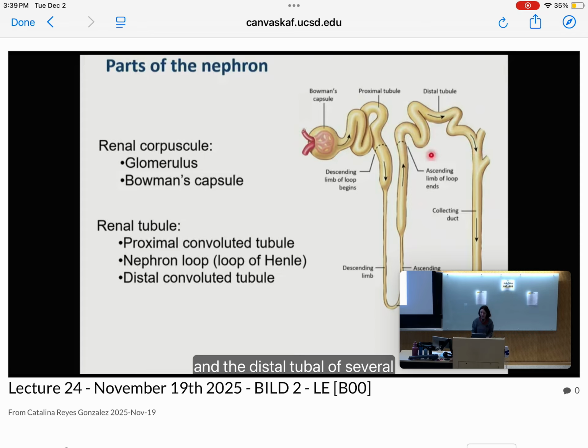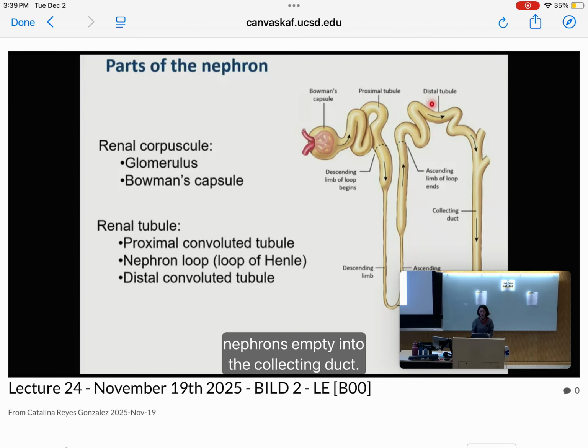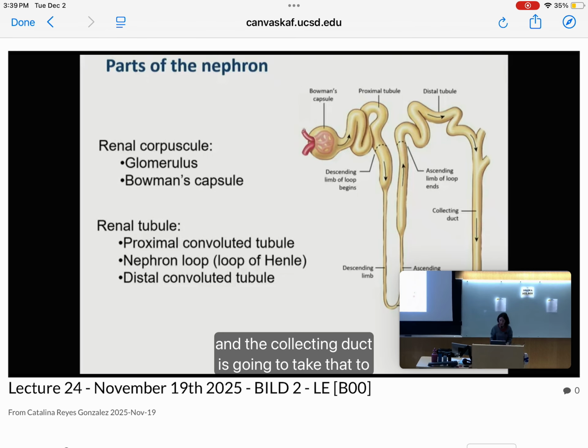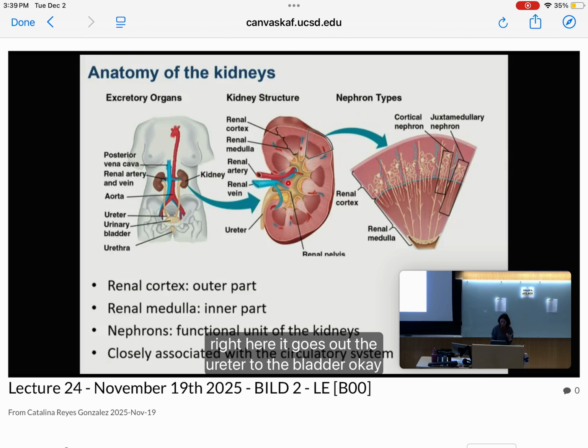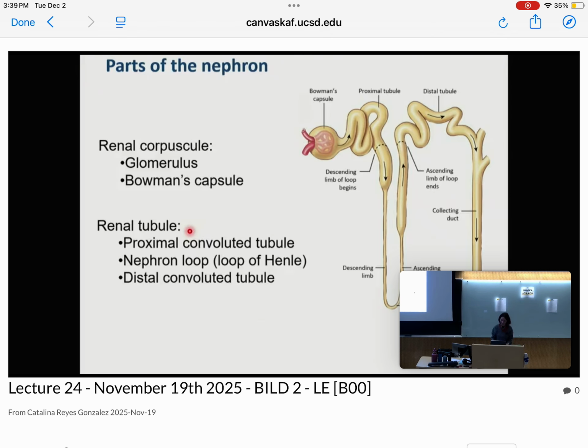And the distal tubule of several nephrons empty into the collecting duct. So this distal tubule empties here, another distal tubule empties here, another distal tubule empties here. And the collecting duct is going to take that to the renal pelvis. From the renal pelvis, as you saw right here, it goes out the ureter to the bladder. Okay?